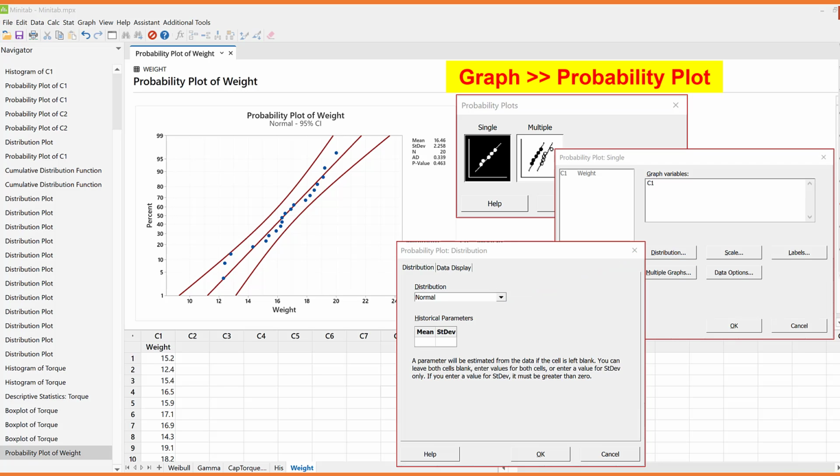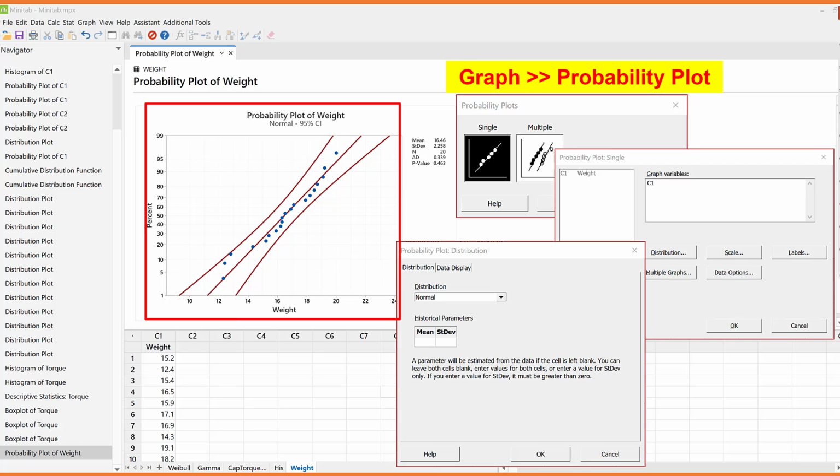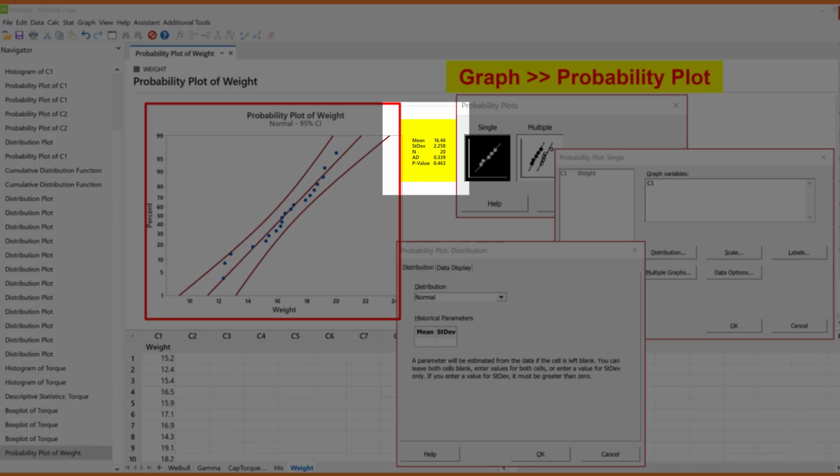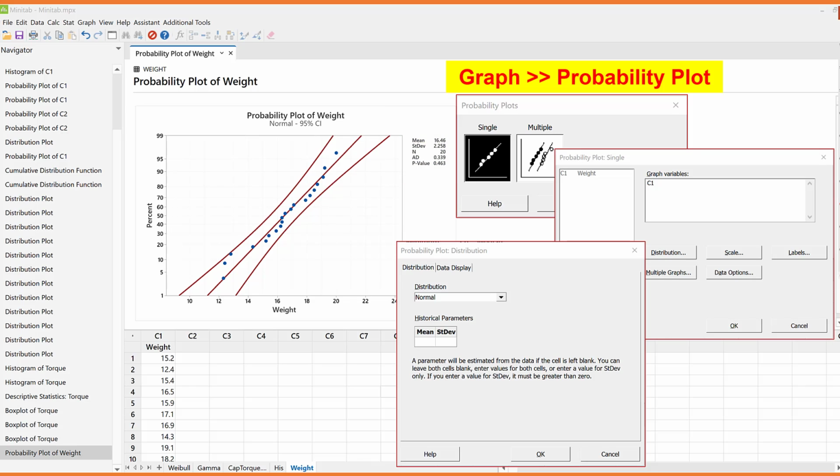The data points are relatively close to the fitted normal distribution line. The p-value is greater than the significance level of 0.05. Therefore, we fail to reject the null hypothesis that the data follow a normal distribution.